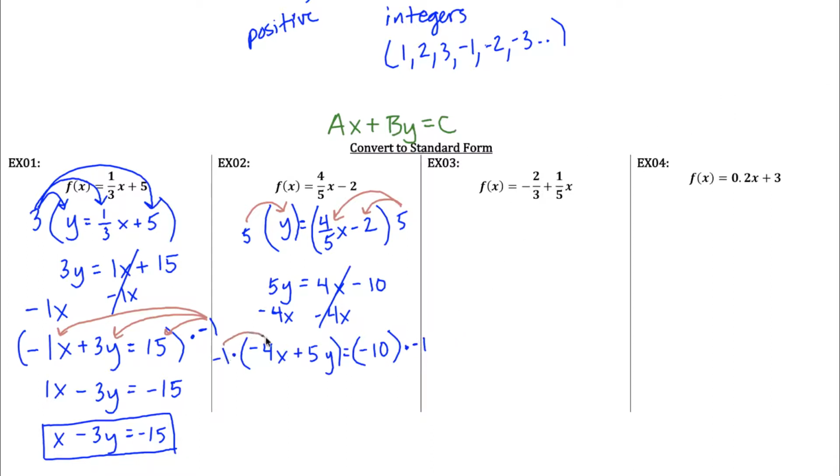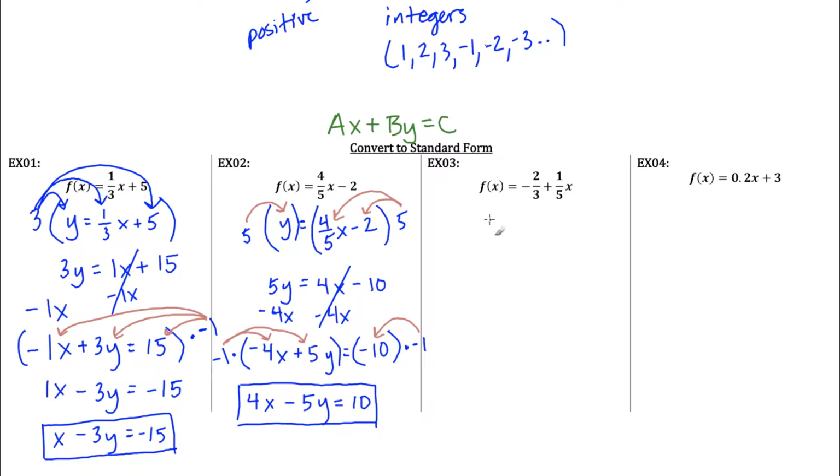Don't forget to multiply everything. So the negative 4x and the positive 5y and the negative 10. A negative times a negative is a positive. A negative times a positive is a negative. A negative times a negative is a positive. As you can see, I can't divide any of these by the same number other than 1. At that point it doesn't even matter. So I'm good to go.